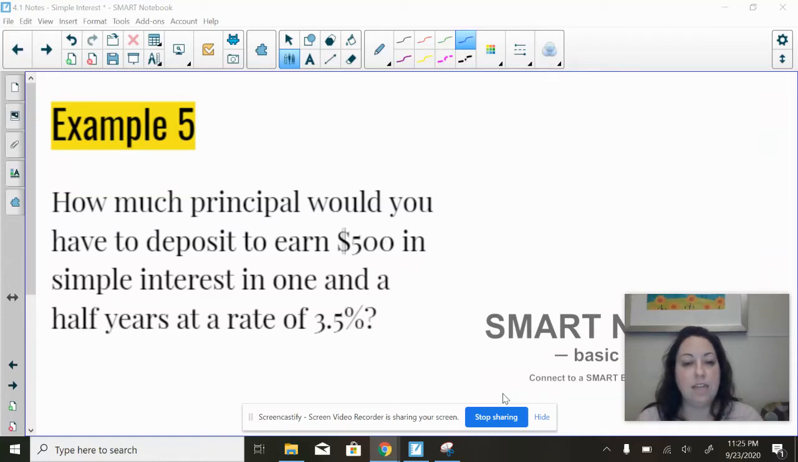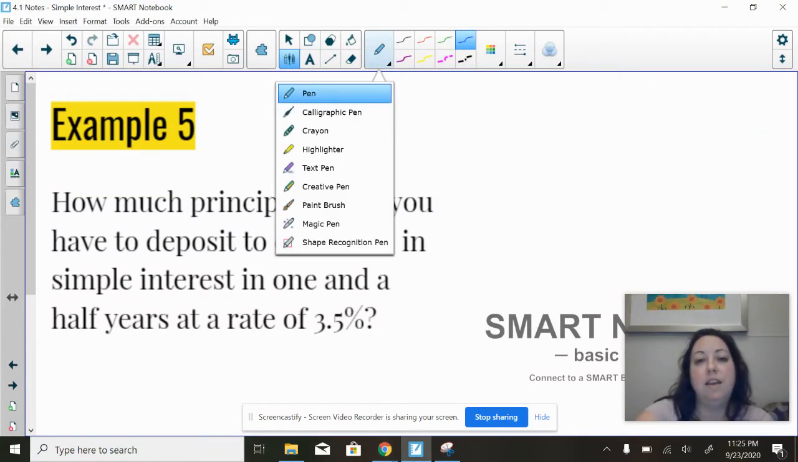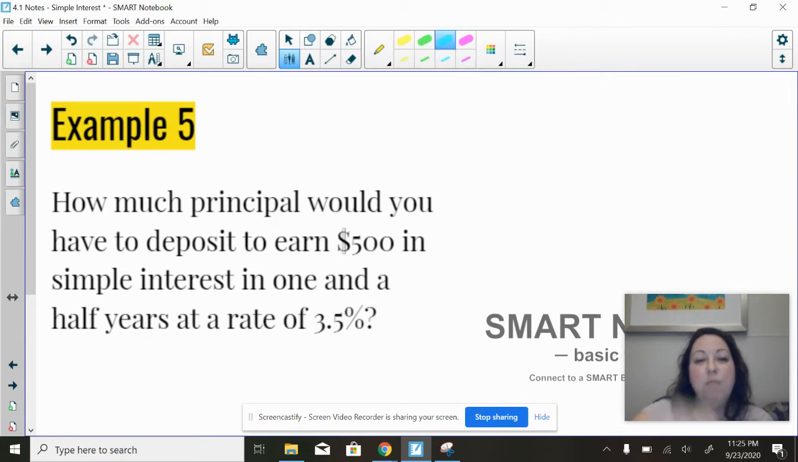Okay, taking a look at example 5. Example 5 says, how much principal would you need to deposit to earn $500 in simple interest in 1.5 years at a rate of 3.5%? So what they did not tell us this time was the principal.